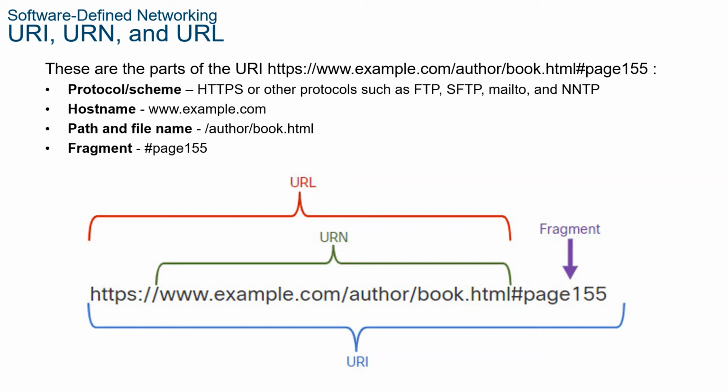Next, these are the parts of the URI as shown in the figure. You've got the protocol scheme, HTTPS or other protocols such as FTP, SFTP, Mailto, and NNTP. You've got the host name, which is example.com here. You've got the path and the file name, which includes the author, /author/book.html. And you've got the fragment, #page155. So these are the parts of the URI.